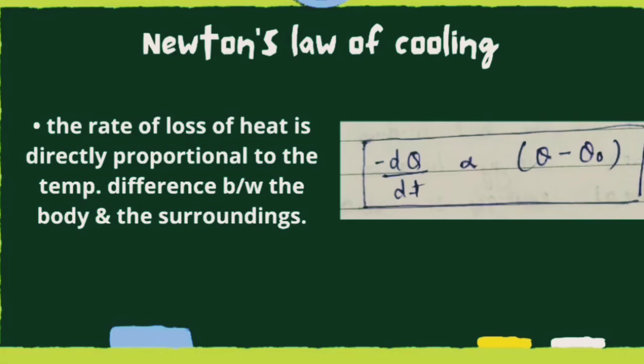Our next topic is Newton's law of cooling. This law states that the rate of loss of heat is directly proportional to the temperature difference between the body and the surrounding. And we can say minus dQ by dt is proportional to theta minus theta dash, where theta is the temperature of the body and theta dash is the temperature of the surrounding.